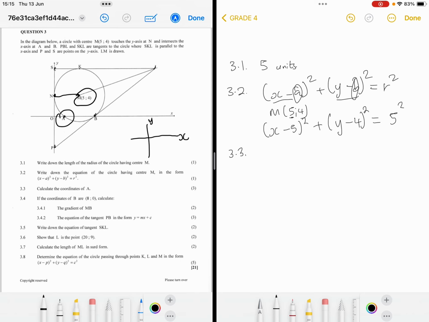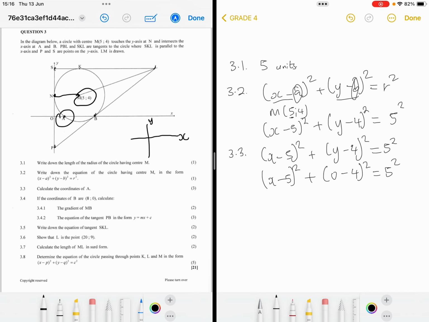Now let's find the x-intercept using the equation (x minus 5) squared plus (y minus 4) squared equals 5 squared. We are looking for the x-intercept, where y equals 0. So where we see y, we put 0. So we have (x minus 5) squared plus (0 minus 4) squared equals 5 squared.